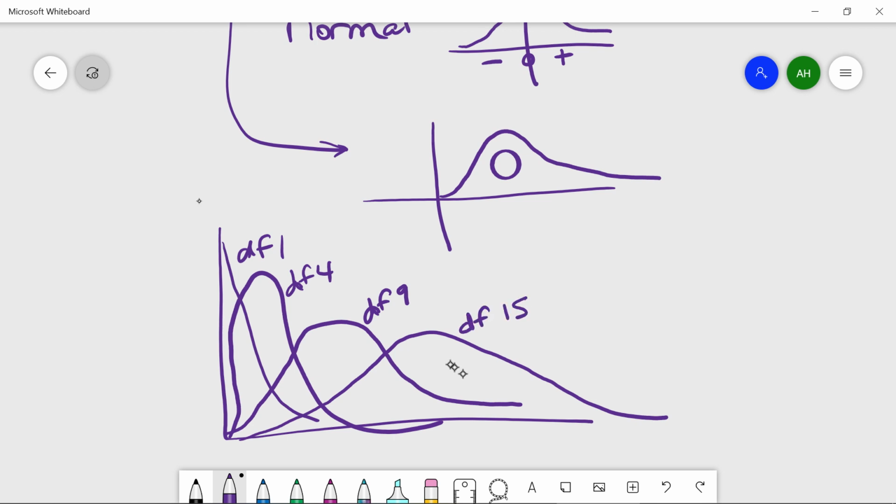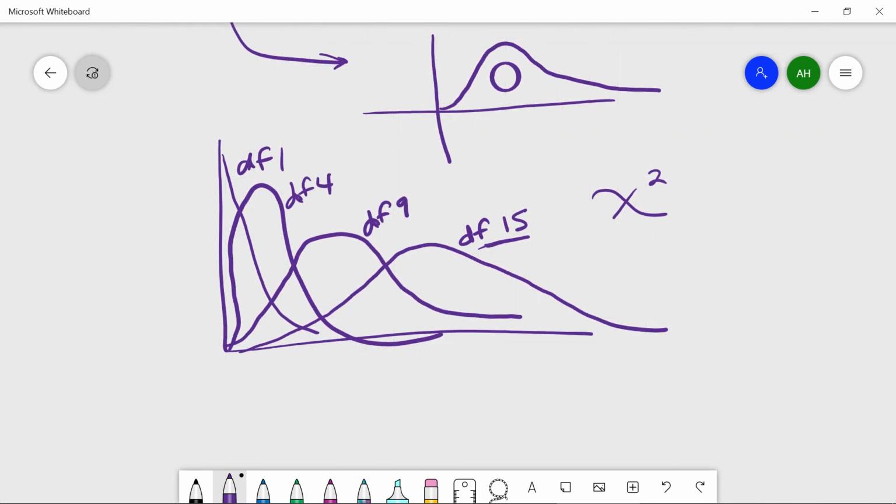Notice that the higher the degrees of freedom, the more symmetric the curve is. It's still not going to be perfectly symmetric. It's still going to be skewed right, but the higher the degrees of freedom, the more symmetrical it's going to be. These are all chi-square distributions. Notice the curve is positive. We have a family of curves based on the degrees of freedom. The area under each curve is going to be 1, and these are positively skewed.